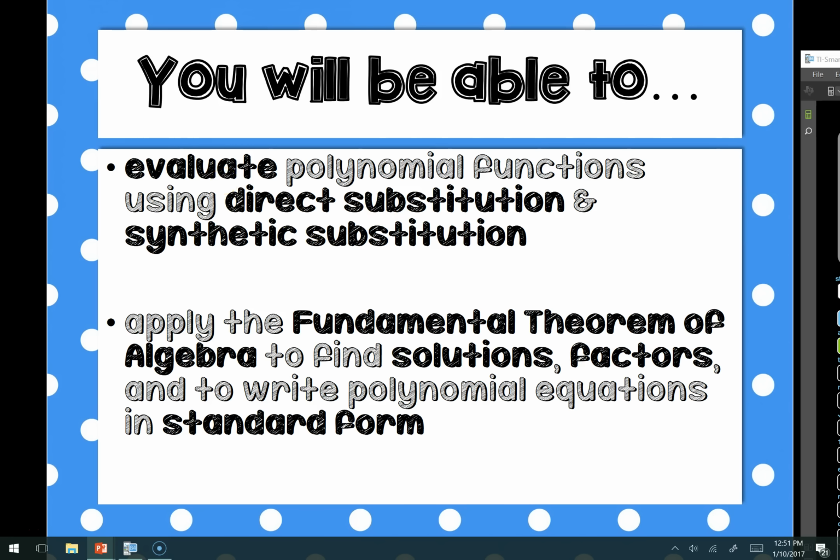And then after we do that, we are going to learn about the fundamental theorem of algebra so that we can apply it. And we're going to use that theorem to find solutions, factors, and also to write a polynomial equation that is in standard form. So let's get started with the substitution.